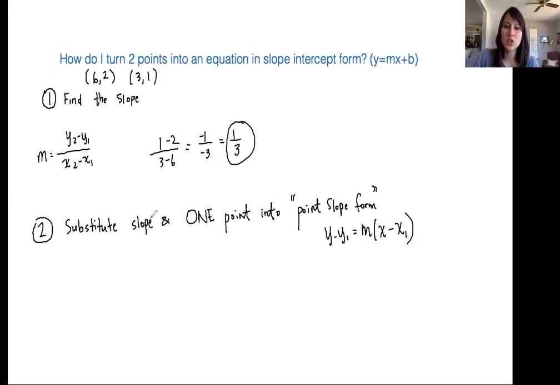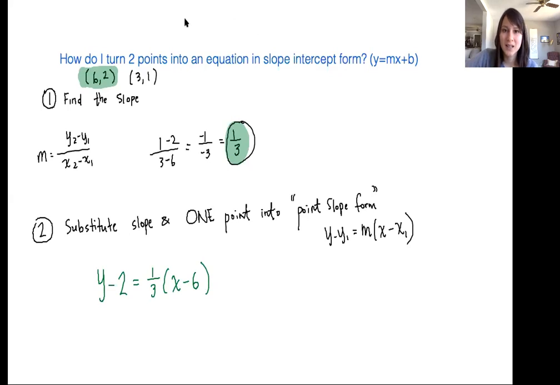So we're going to substitute the slope that we just found and one of these points into our equation. I'm going to use a different color here. So first of all, here's my slope, and then let's just use (6, 2). That's what I'm going to sub into my equation. So I'm going to write this as y minus 2 equals 1/3 times x minus 6.